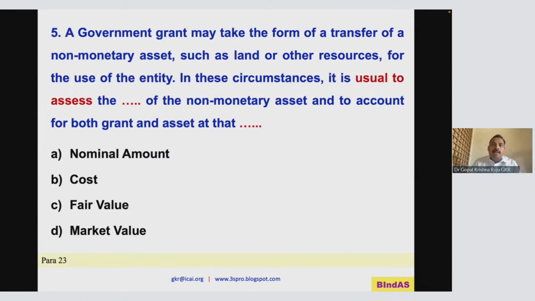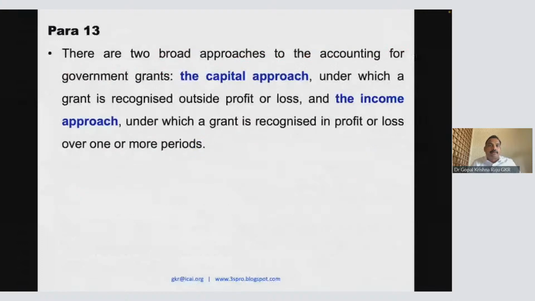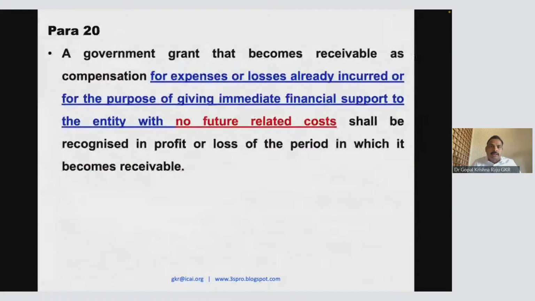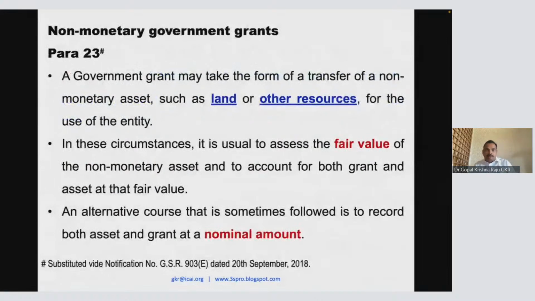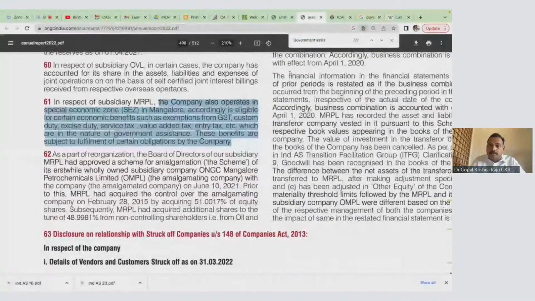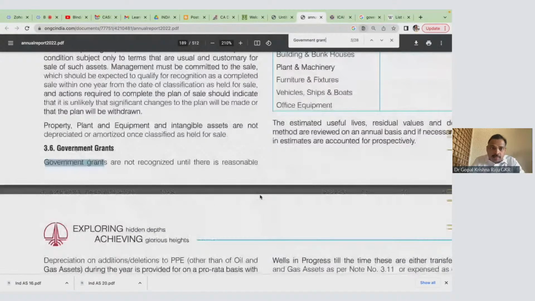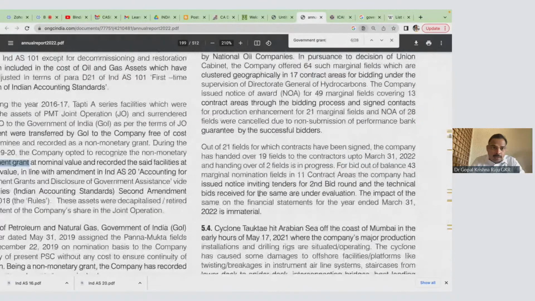Now come to this. A government grant may take the form of, now coming to a very important paragraph, para number 23. Very important question. There are many case studies I want to discuss, but I'll come later. Now, this is non-monetary government grant. I was giving the example of Nellore ICAI. Now I'll just share with you the paragraphs of MRPL. Look at government grant. There are many government grants that are not recognized. Now I'll share with you some examples of government grants that have been given. Look at this.